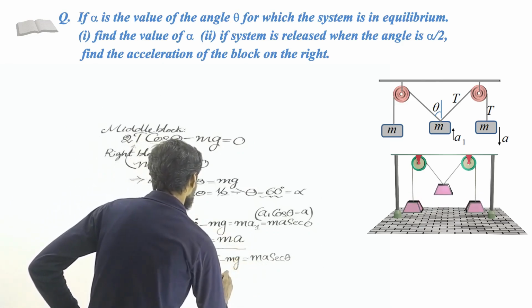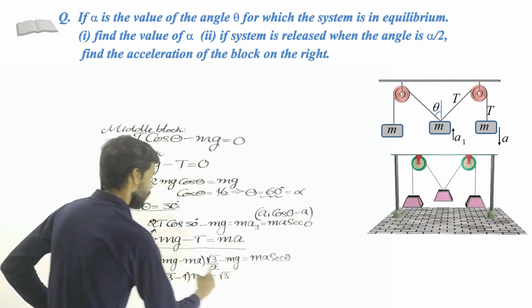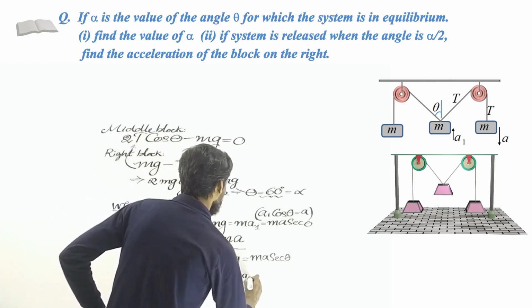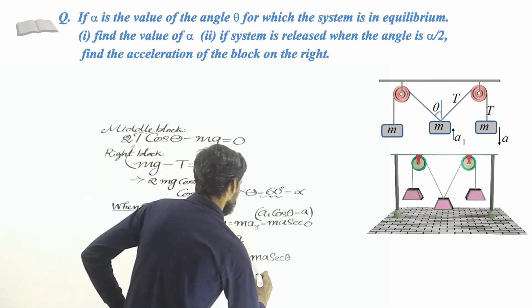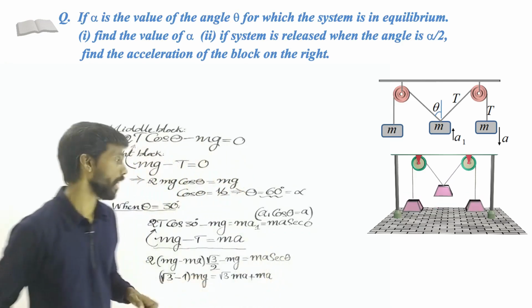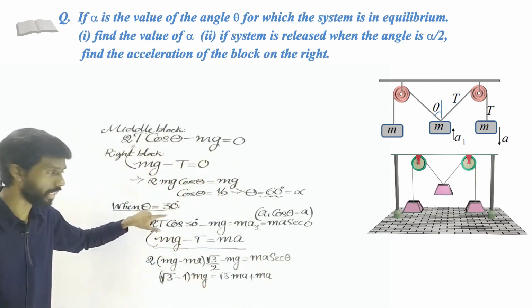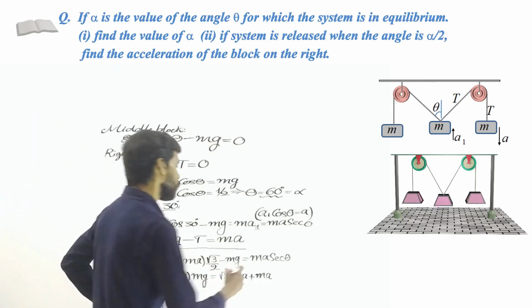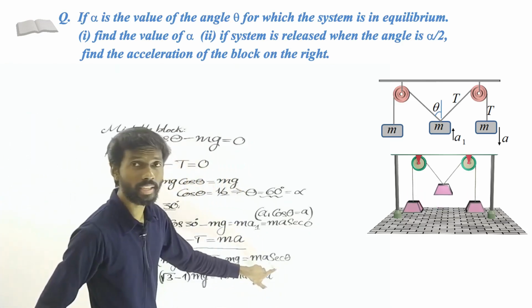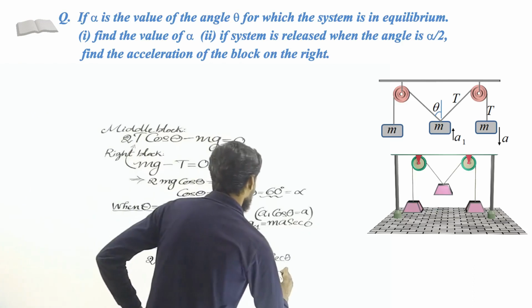So that equals root 3 ma plus ma secant theta. But theta is known, so substitute 30 degrees there. Secant 30 degrees is the reciprocal of root 3 by 2, that is 2 by root 3.